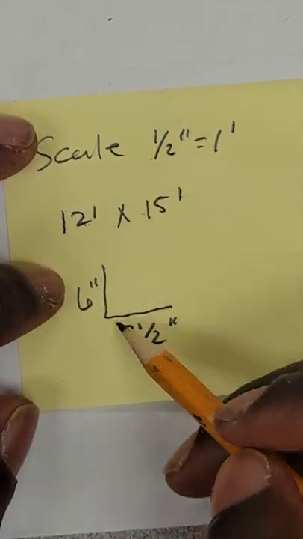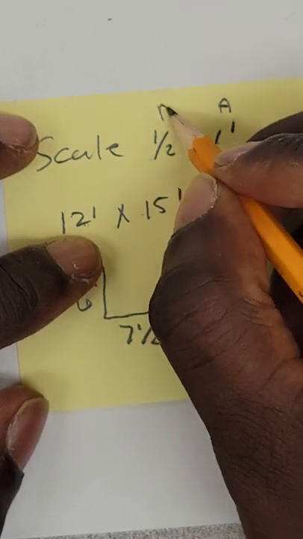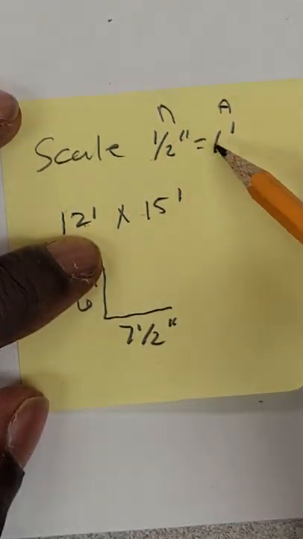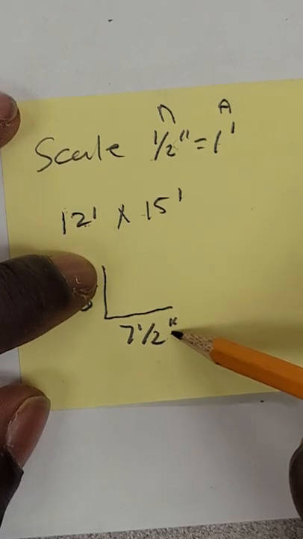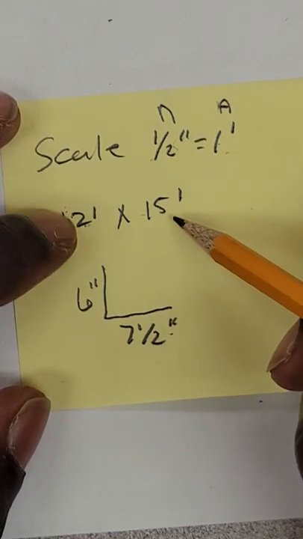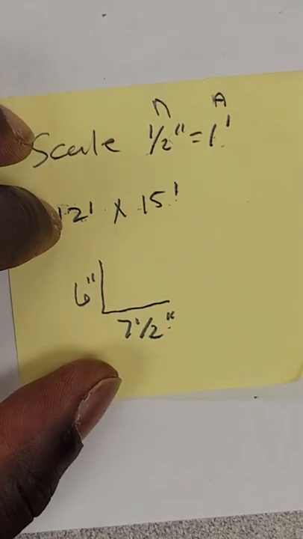But in actuality, we'll just put it as A and N, because on paper it'd be a half an inch, half an inch. But in reality, it'd be 12 and 15. It's the simplest way to know that: you can divide a number by 2.